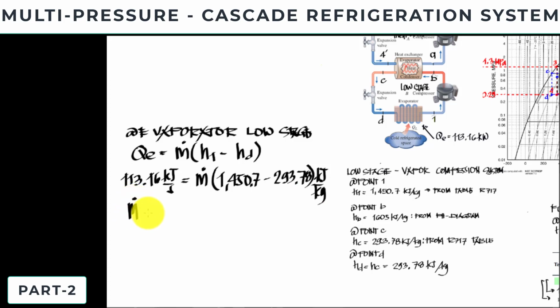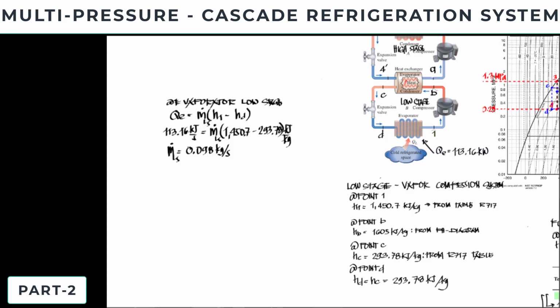So the transpose, so let's solve our mass flow rate. So I have a mass flow rate. So this is for my low stage. So let me put a subscript here, low stage. So this is 0.0978. So let's round this up to 98. This is now kilogram per second.